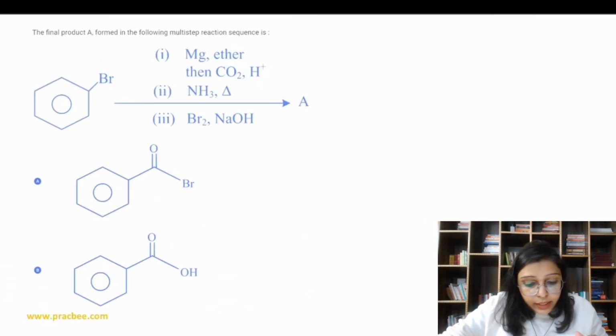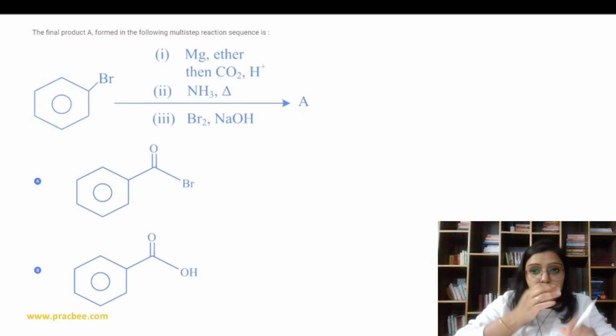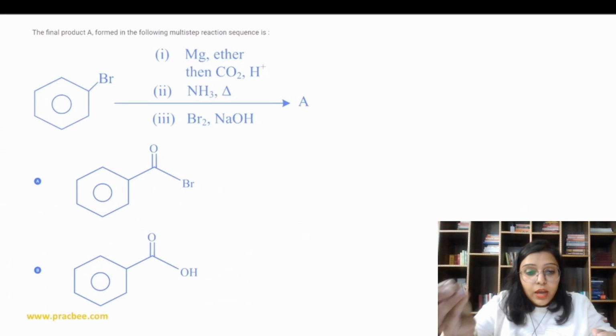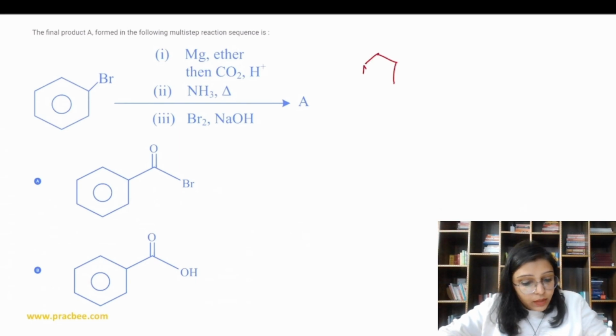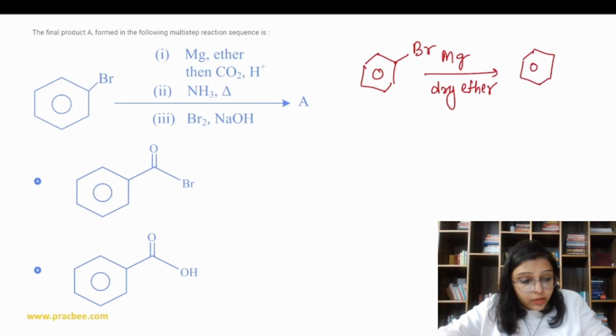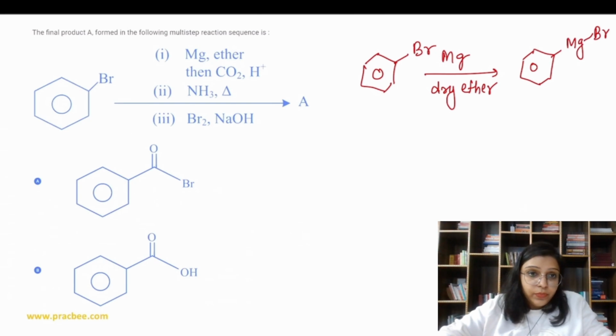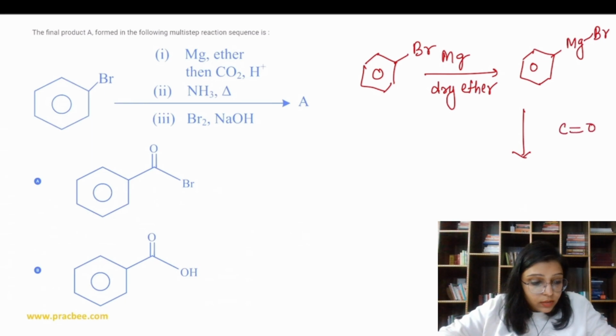The final product A formed in the following multi-step reaction. So these are based on reaction mechanism. You should know the property, or you should have the idea about the function of reagents. So first we have Br, we have Mg in presence of dry ether. So we are going to form Grignard reagent. So when we form Grignard reagent, we get MgBr. So we have this situation. Then we have CO2.